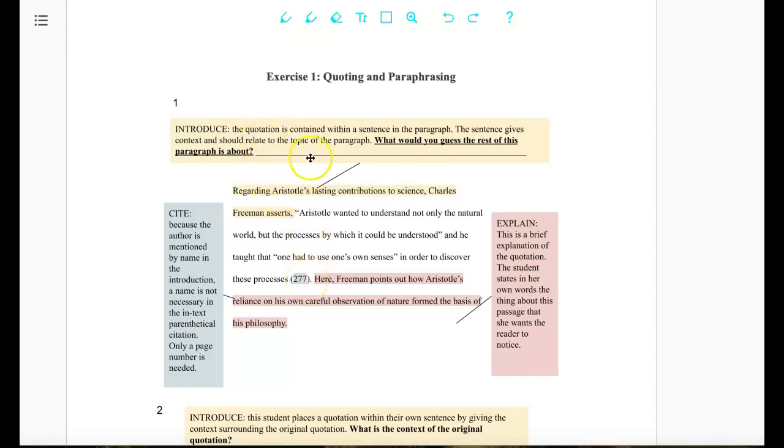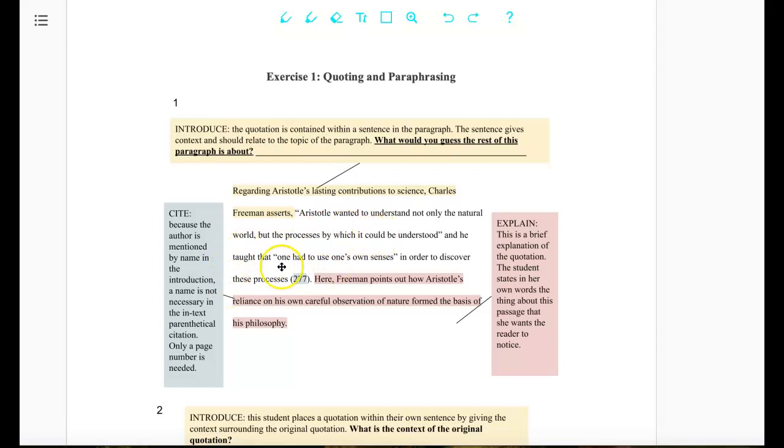So let's look back at this introduction. This quotation is contained within a sentence of this paragraph. The sentence gives context and should relate to the topic of the paragraph. Based on this introduction, regarding Aristotle's lasting contributions to science, Charles Freeman asserts, based on that introduction to my quotation, what would you guess that the rest of this paragraph is about? Go ahead and write that down.